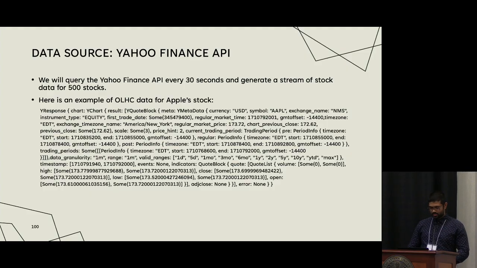So this is stock data for Apple. This is a lot of information, but we are only interested in this quote block. This quote has the high, close, low, and open prices. This is for Apple, but similarly for every stock we make such queries and we get this data.